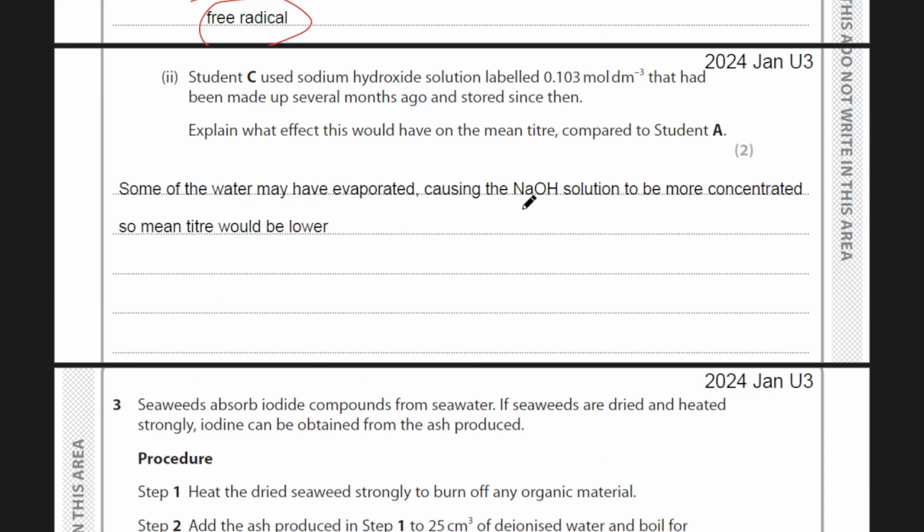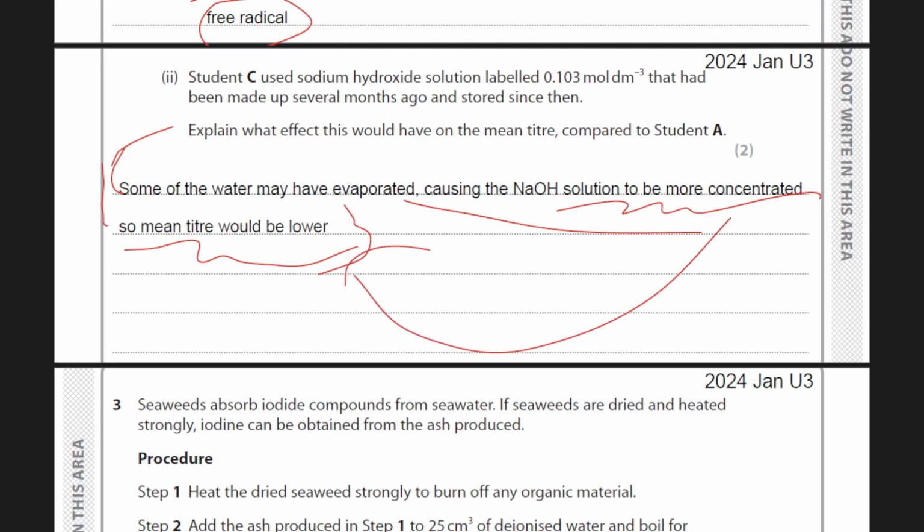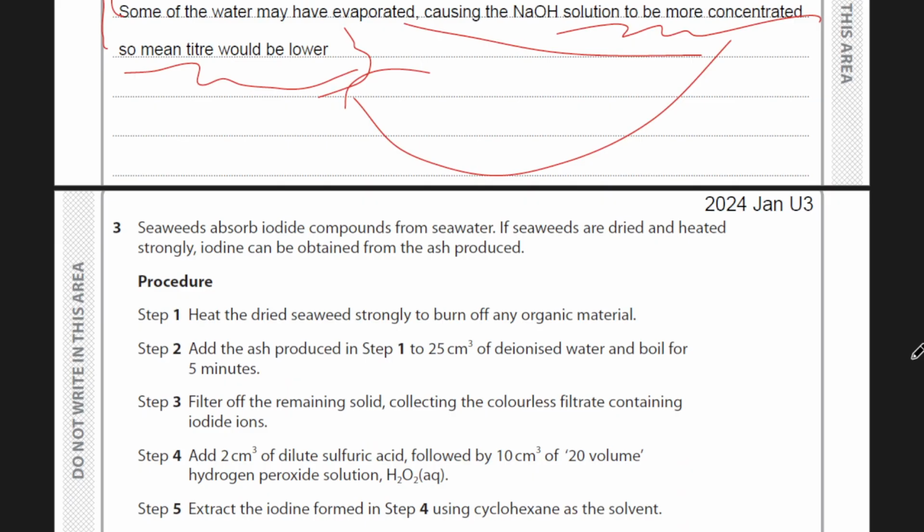Student C used sodium hydroxide solution labeled 0.103 mol per dm cubed that had been made up several months ago and stored since then. The question is, explain what effect this would have on the mean titre compared to student A. Now, some of the water may have evaporated, causing the sodium hydroxide solution to be more concentrated. So the mean titre would be lower. Because some of the water gets evaporated, the concentration of NaOH is going to be higher, and that is why overall it's going to act as a domino effect, causing the mean titre to be low.